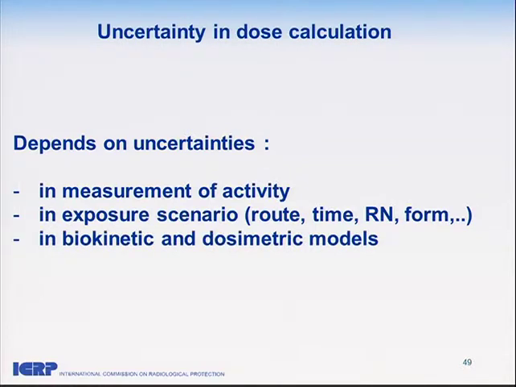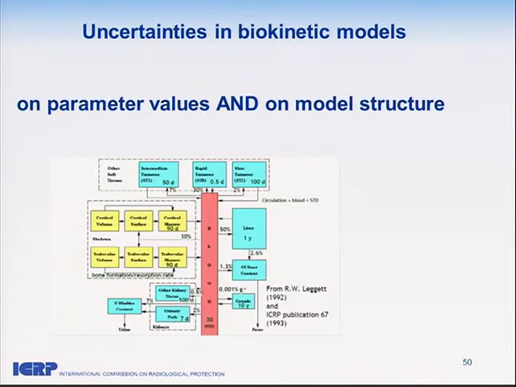And you also have uncertainty in the models themselves, in the biokinetic and dosimetric models. The problem with the biokinetic model is that you can have uncertainties both on the parameter values, the coefficients which tell you how much goes from one compartment to another, and also uncertainty on the structure itself of the model. So we all know that the models are wrong, but the problem is to know, I would say, how far they are wrong.